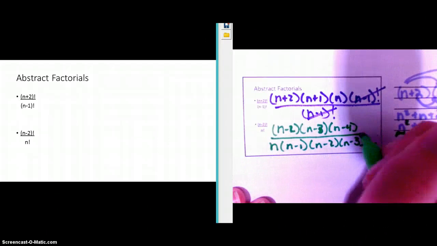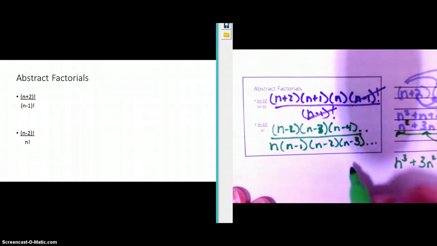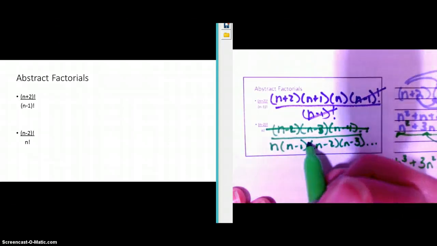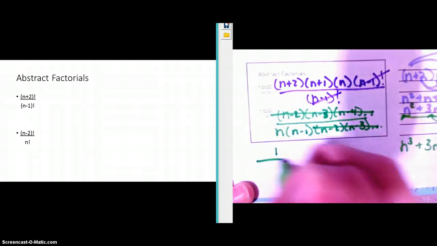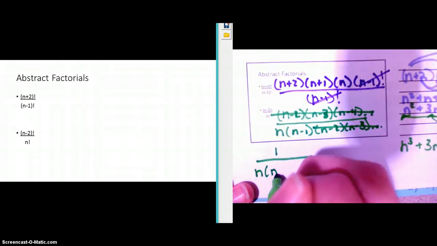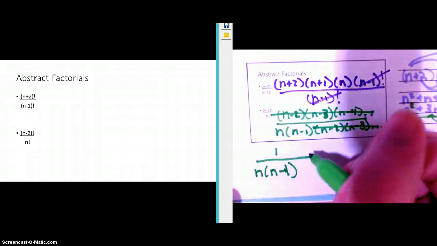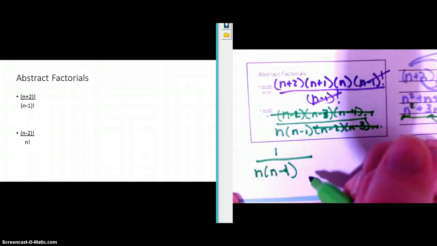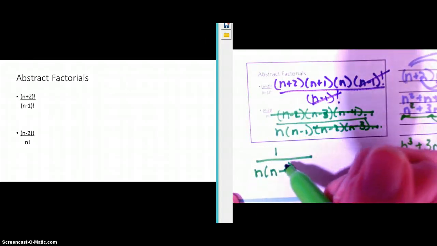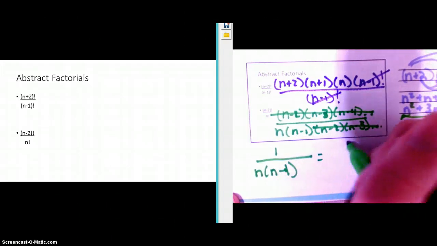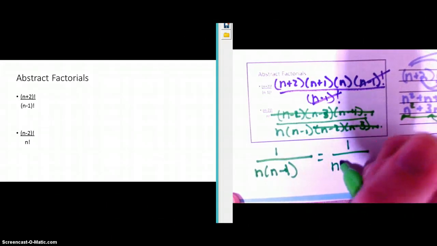As you guys know, we have a pattern. N minus 2 all the way down cancel, so n minus 2, n minus 2. We're left with 1 over n times n minus 1. You have to have the 1 over or else the answer will be incorrect. Your numbers were left in the denominator, so you have to have that 1 there as a placeholder. And this is equivalent to 1 over n squared minus n.